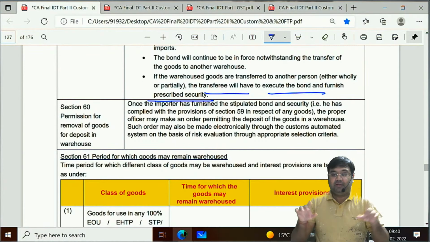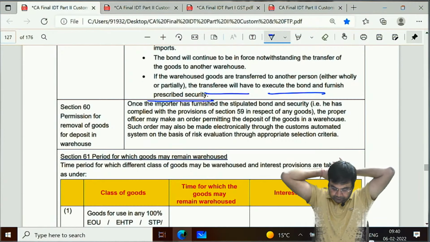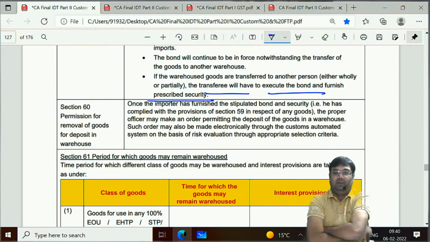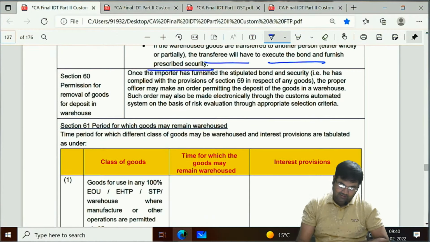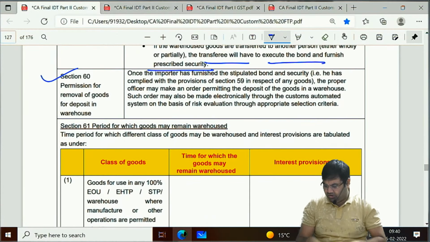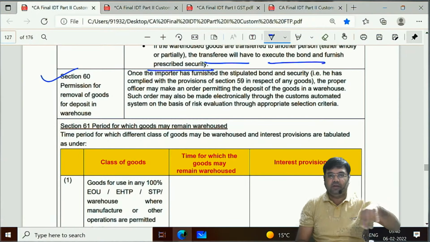So now the new person, the new buyer, is going to give the bond along with the security. Okay. Section 60, everything is done. Bond given, security given. So what is the officer going to do? Under section 60 he is going to say, okay, order passed.